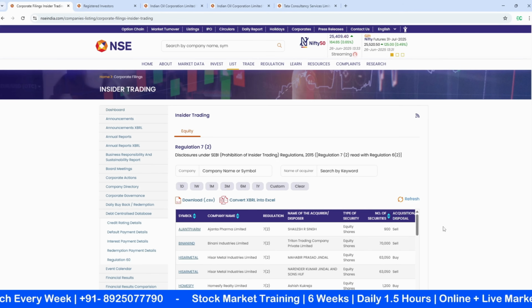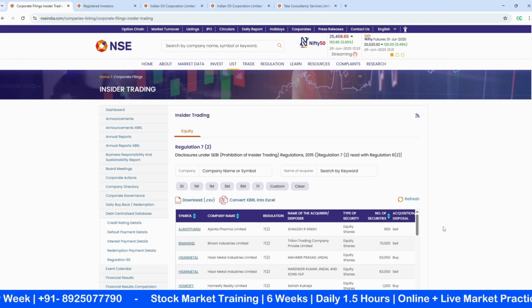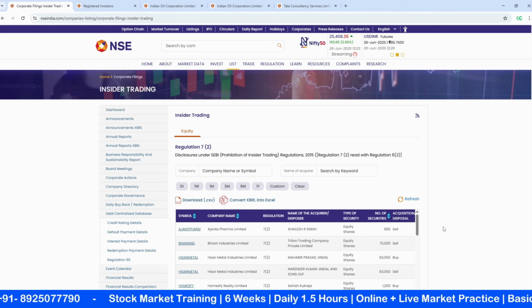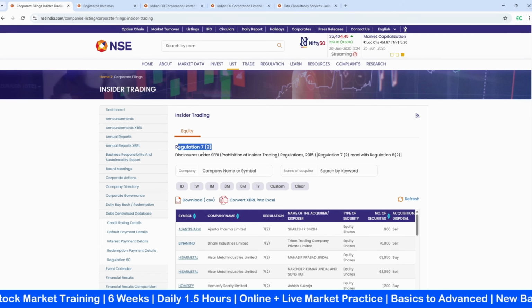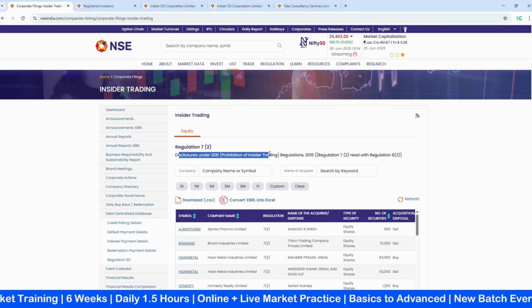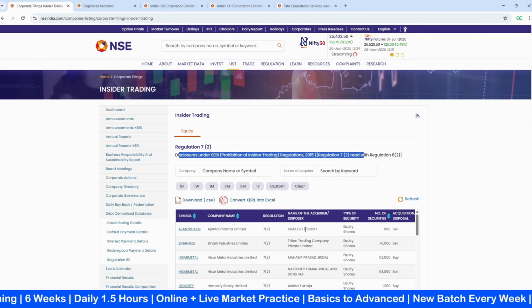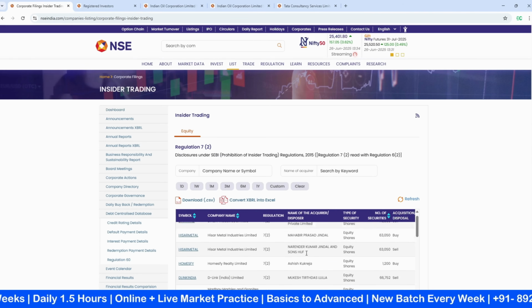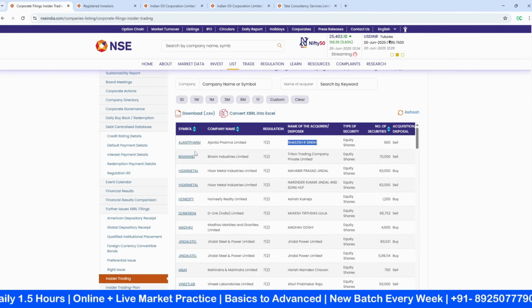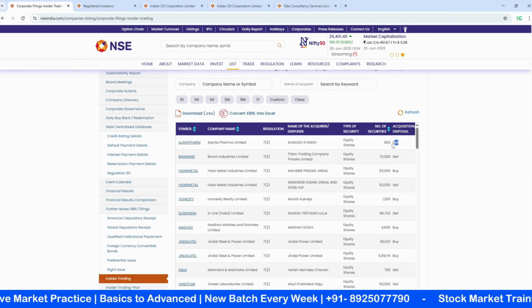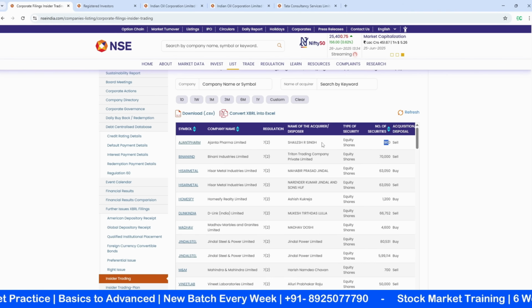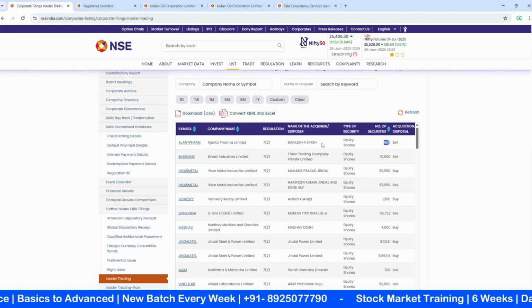So whenever they buy or sell, they have to make this prior information with SEBI, and SEBI in turn makes this information publicly available. So that comes under the regulation 7 subsection 2, disclosures under SEBI Prohibition of Insider Trading Act. If any insider wants to buy or sell that particular shares, they have to make this. So here you get to know the name of the insider, the company name and what exactly he intends to do. After all, he is selling only 900 shares, but as a disclosure, he has to make this information available.